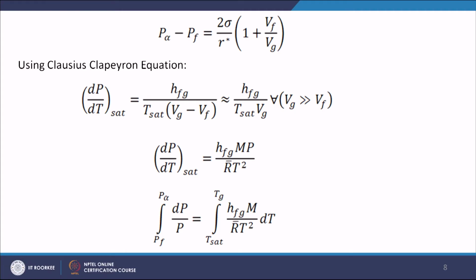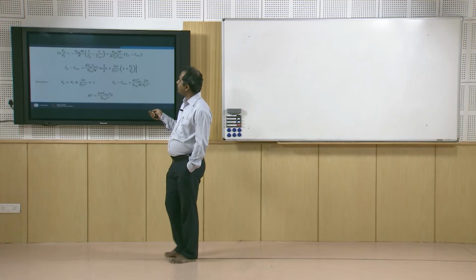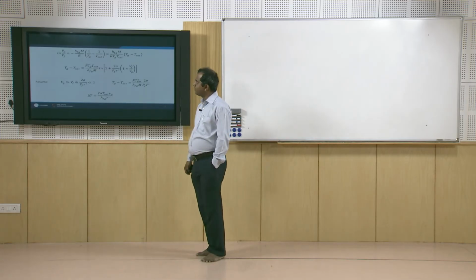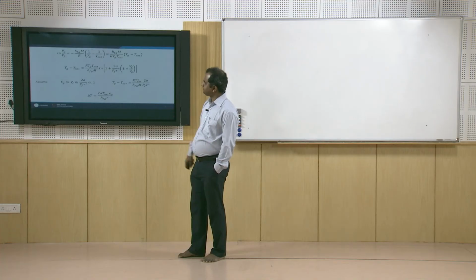So, we have integrated dP by P, and the limits will be Pf to P infinity, and in the right hand side we have integrated with respect to T, and the limits will be Tsat to Tg. Once we go for this integration, we will find that ln P infinity by Pf is equal to minus of HFG m by r into 1 by Tg minus 1 by Tsat. Further simplification gives us this kind of equation.